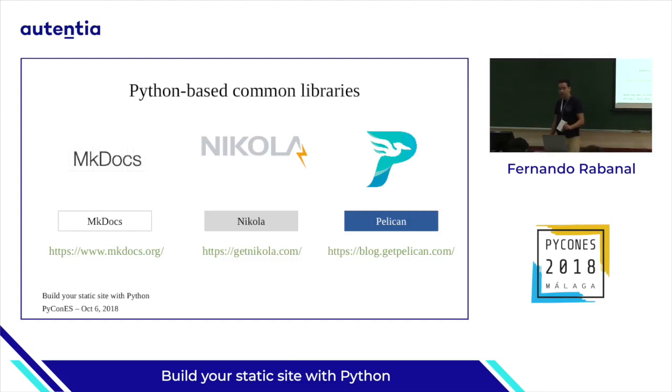Nikola and Pelican are very similar. They are similar in the way that they could be used for blogs, for static sites, for many different types of websites. But in these two cases, you have extensions, you have a very customizable way of doing your static site. It's not just placing your documentation and rendering a website.